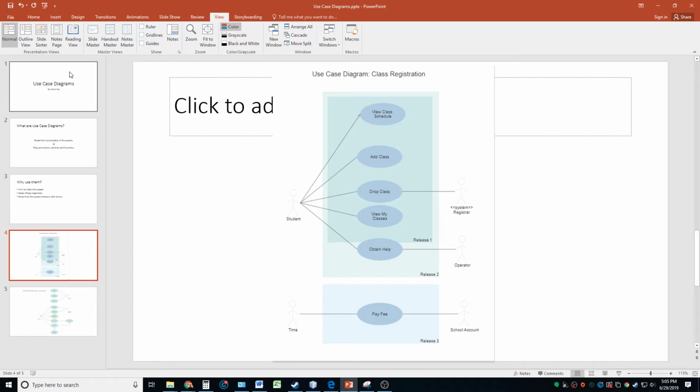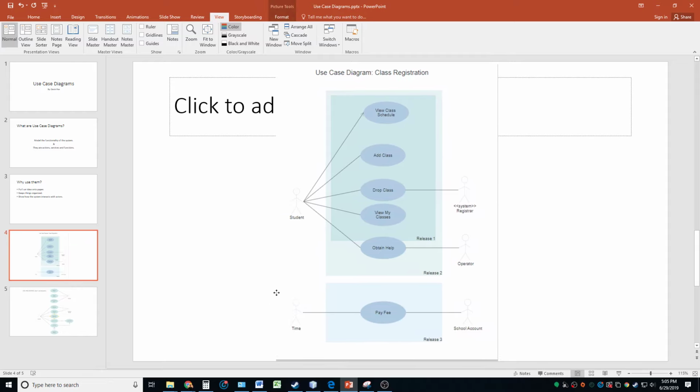For example, this would be Canvas that we use, the whole program, and then it would have different functions inside of it that the actor, the student, can interact with, such as view the schedule, add classes, drop class, in which case it would go to another person, which is the registrar, or like in the example of attain help, it would do the same thing. It would go to another actor. Actors don't necessarily have to be people, but for example, this one can be time, and its pay fee function interacts with the school account.